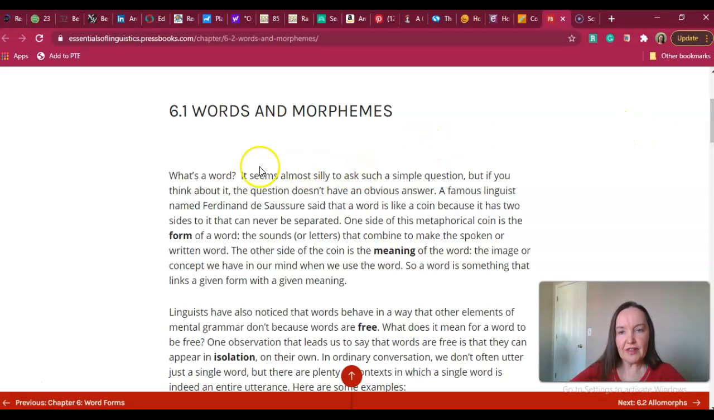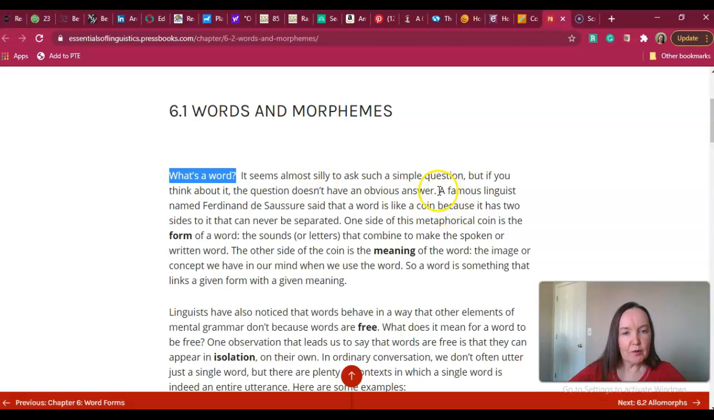The first thing I think is important to look at is this first question right here. What's a word? Like Anderson says in this reading, it does seem a little bit silly to ask that question, because everybody knows what a word is, right? We use them all the time. We use them to put together sentences. They are in our head all the time every time we're thinking about a concept. So it does seem like something really obvious.